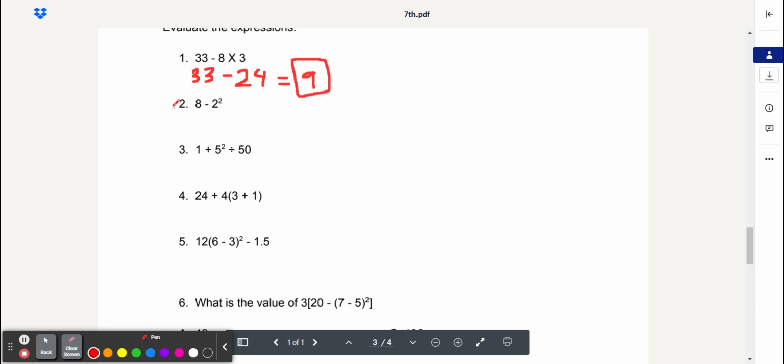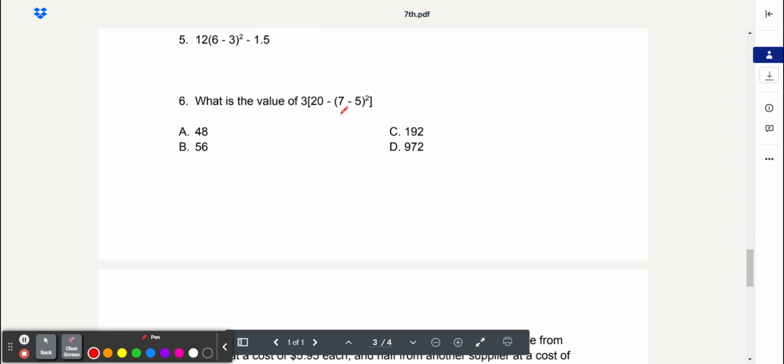Then, moving on, we can try number 2. 8 minus 2 squared. In PEMDAS, exponents come before subtraction, so we can do that first. 2 squared is 4, and then 8 minus 4 is, of course, 4.